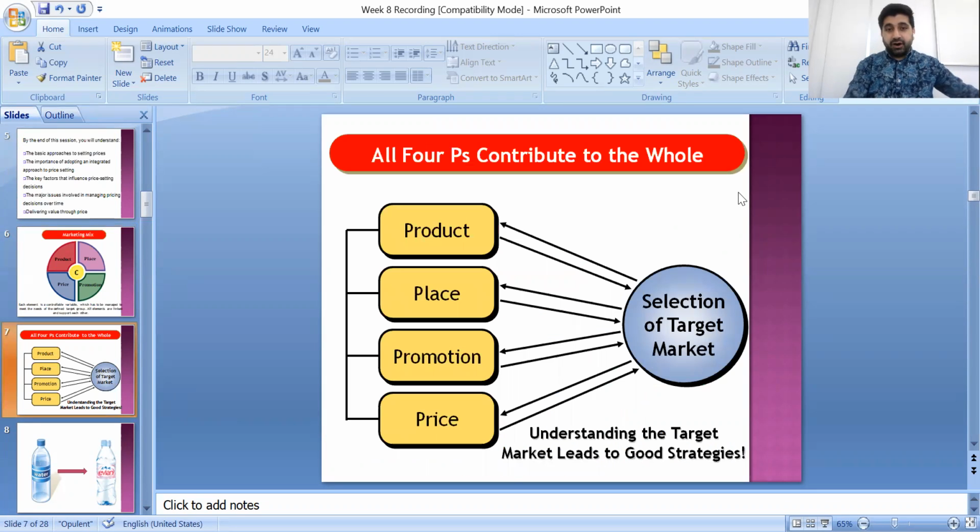Here we can see all these 4 elements are interconnected with each other: product, price, place, and promotion. Understanding them helps to find the target market, which leads to good strategies. So these 4 Ps basically help to select a target market.